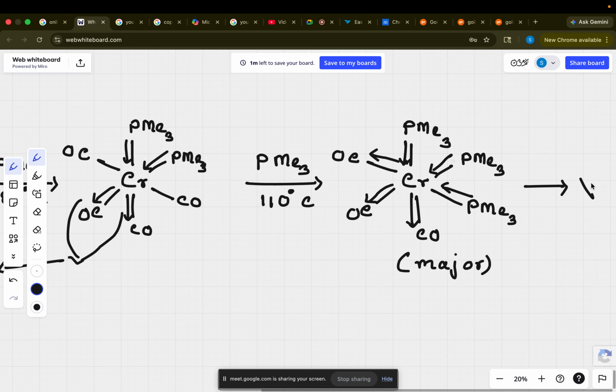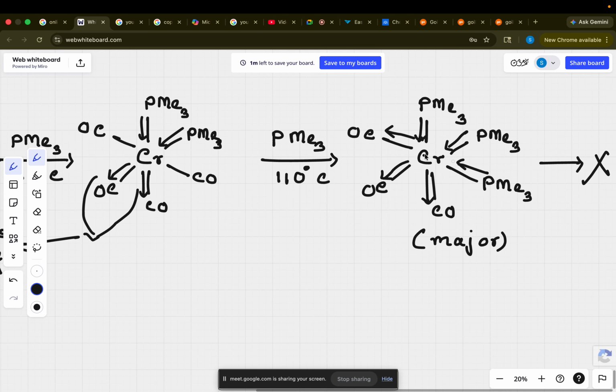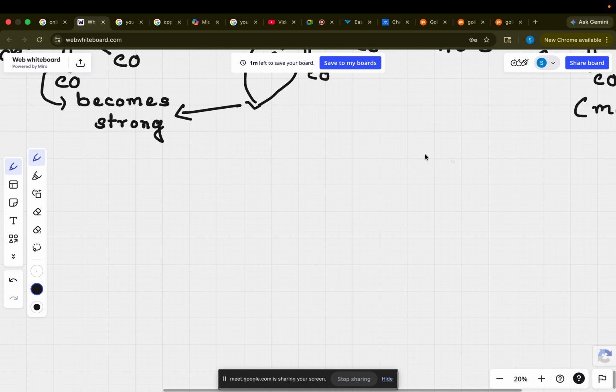Why is it not possible? Because you can see here you have 3 PMe3 groups, 3 sigma donor ligands, and the chromium carbonyl bond is now becoming very strong. So it cannot further dissociate. Okay, so that will be your major product. Clear? Any doubt?